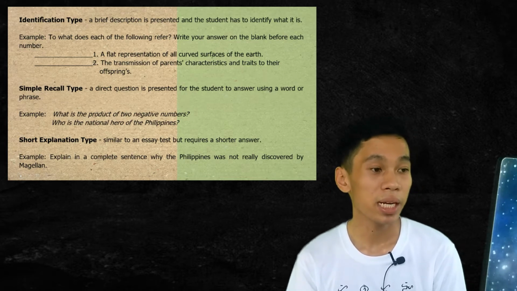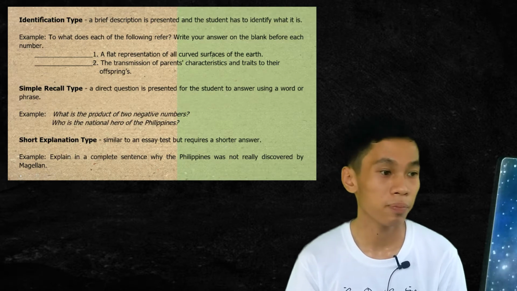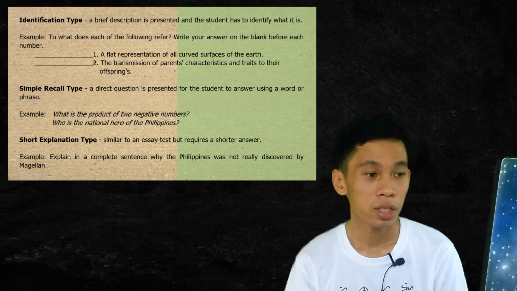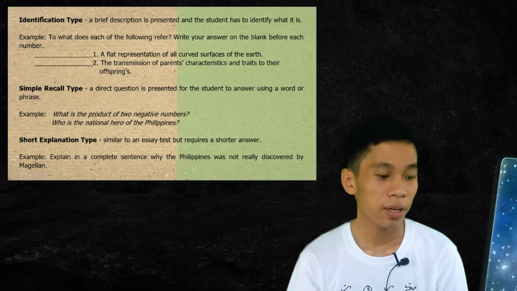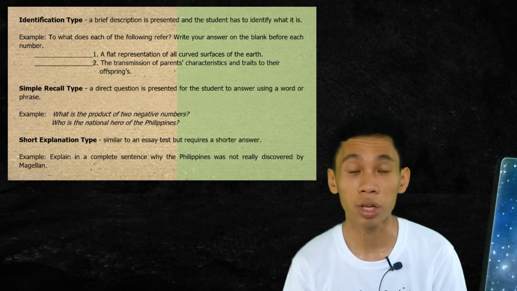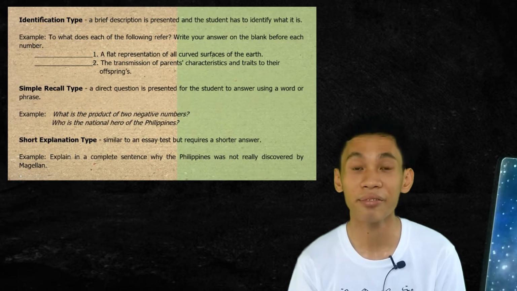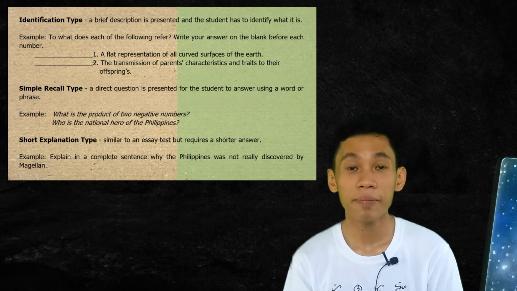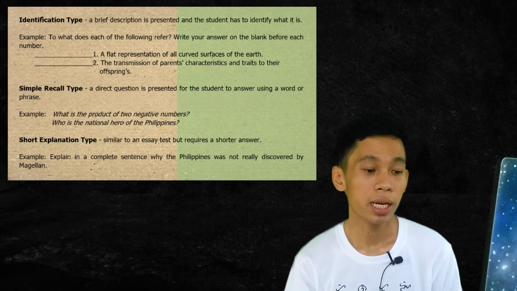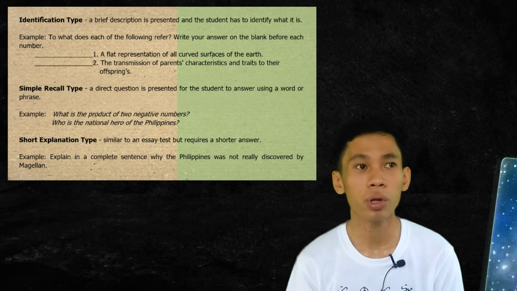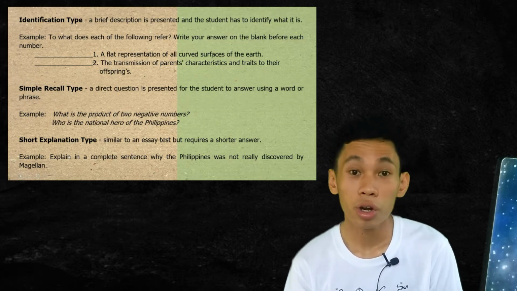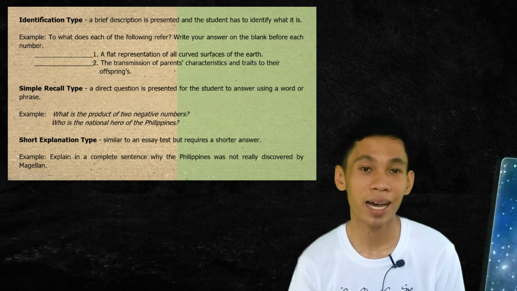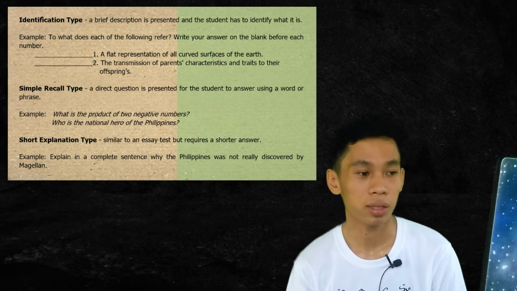Sir, ano ba ang pinagkaiba ng identification type dun sa simple recall type? So basically speaking, sa identification type, it's a phrase, it's a description, okay? Para siyang naging definition type. Sa simple recall type naman, usually nag-i-start siya sa art of questioning. For example, what, where, when, who, ganun. So, more on questioning yung pagkaka-state sa simple recall type.